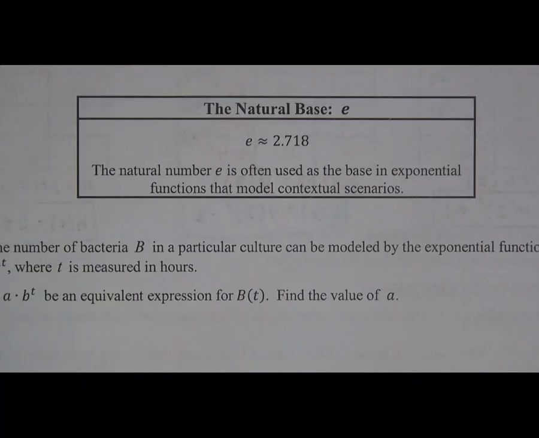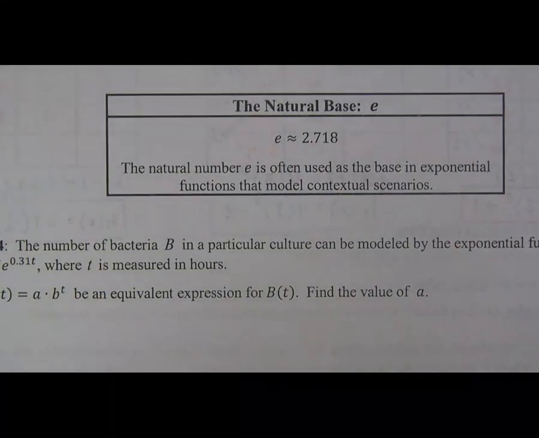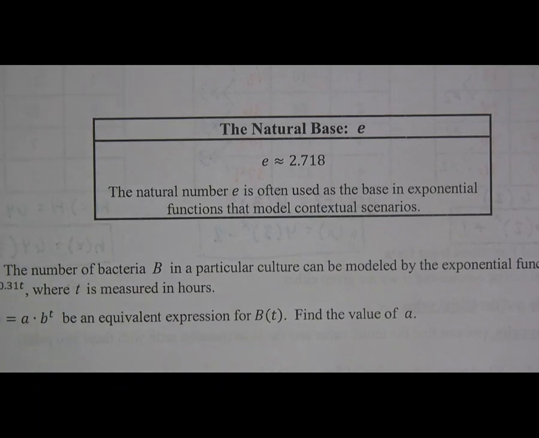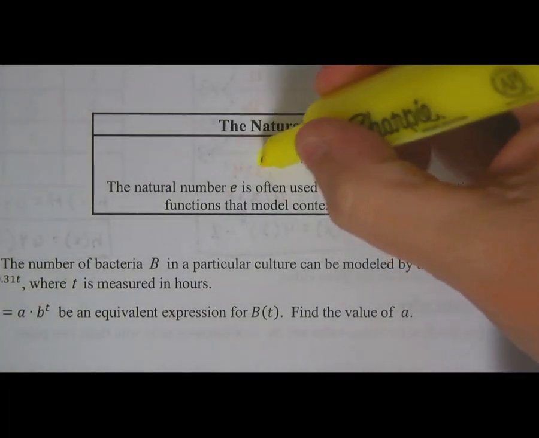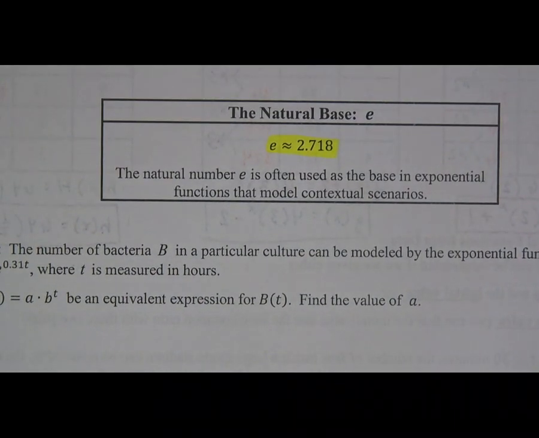Next week, we have a whole entire lesson on logarithms. This will just kind of gently introduce you to part of that lesson. E is used as the base in exponential functions that model contextual scenarios. So here's the thing. E is like pi. It's a symbol that represents a number. E is 2.718. It's a constant. It's not a variable. Even though it's a letter in the alphabet, it's a constant, okay? And E might show up here and there, and don't let it scare you.